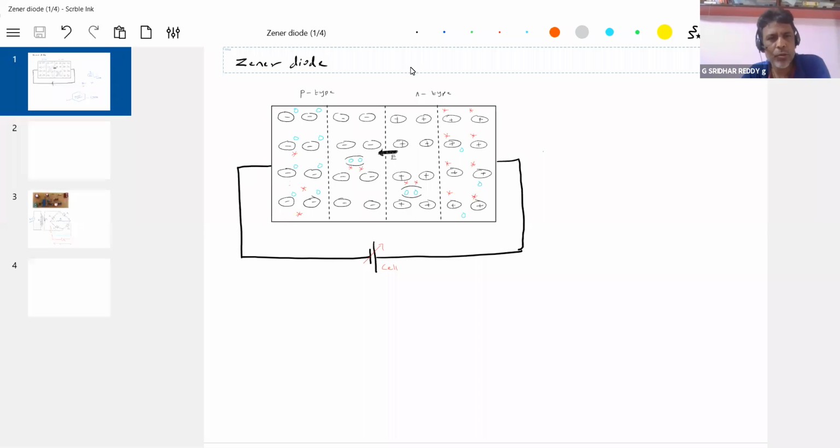We studied the diode, then we came to the rectifier. Then in the rectifier, we came across a problem. What is that? The fluctuations, no? And those fluctuations are due to what? When we check the output, even with a filter, we had some fluctuations here.